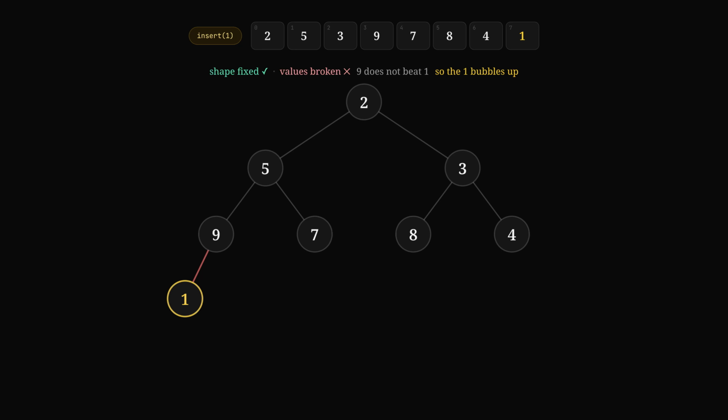Compare with the parent. Swap while the child wins. 1 versus 9. 1 wins, swap. 1 versus 5. Wins again, swap. 1 versus 2, the root. Wins, swap. Now the 1 is the root, and it stops.